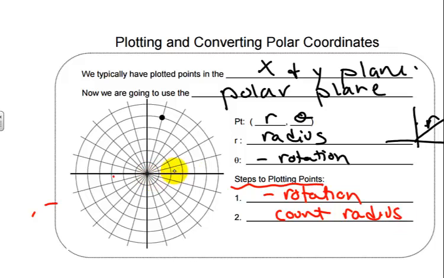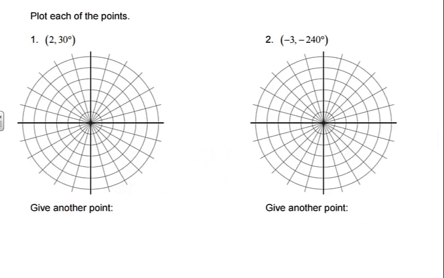Now, on this graph, you can see we have 1, 2, 3, 4, 5 lines that equally divide between 0 and 90. So that means that each one is 15 degrees. And all polar planes are slightly different. 60, 75, and 90. Let's actually try and do a problem.